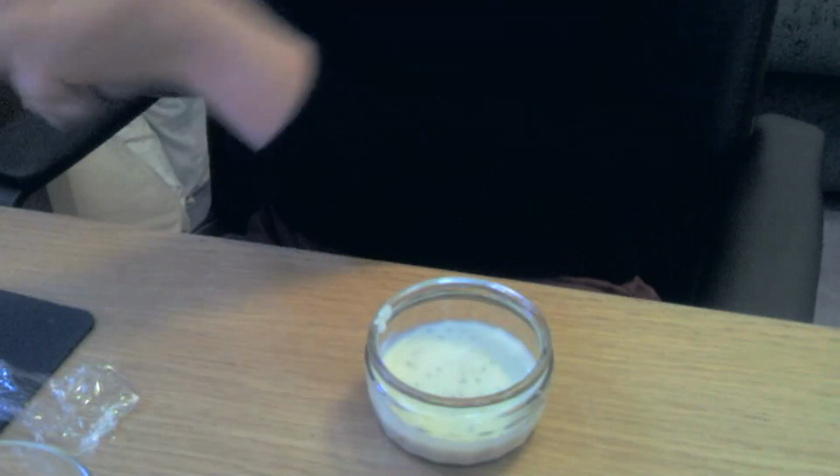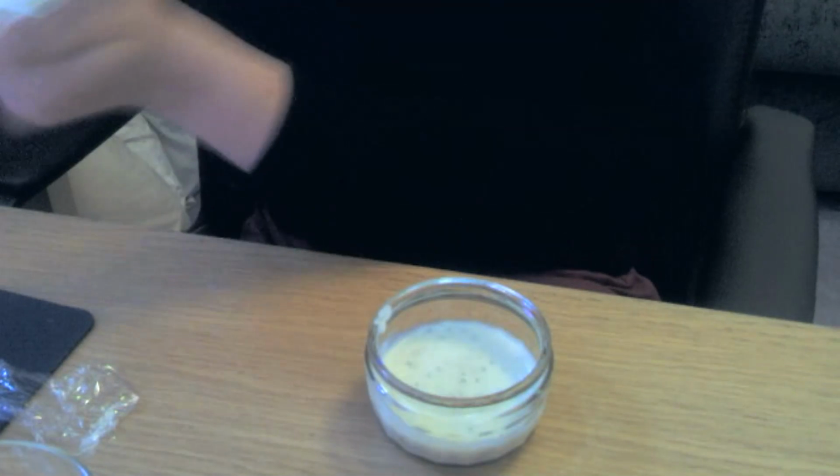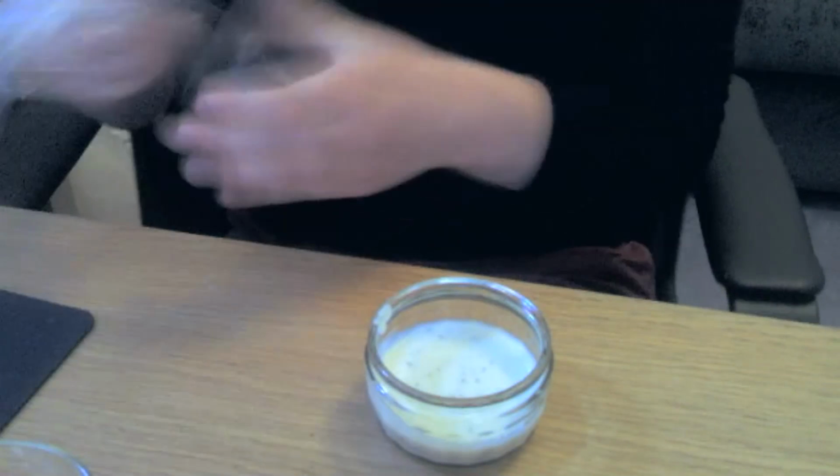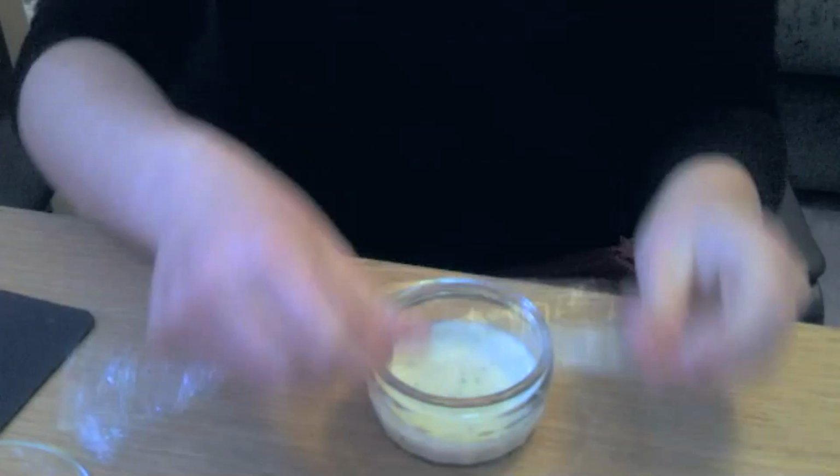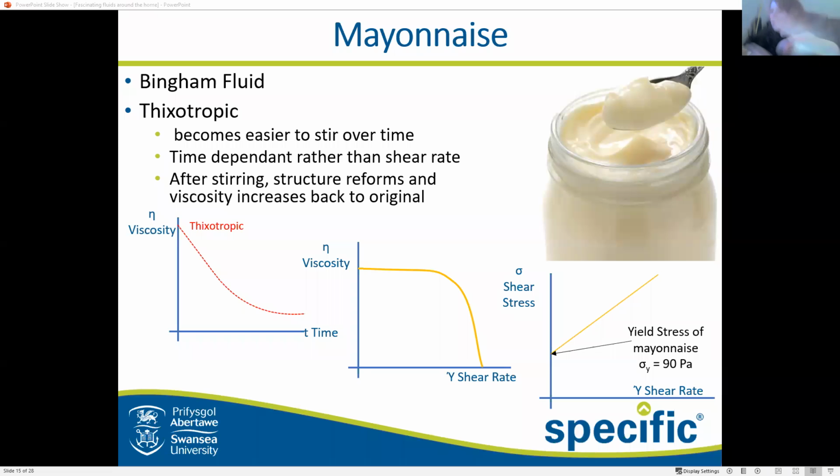The next time you are using mayo, maybe have a little play and understand how it flows and how long you need to stir it before it starts to become a bit thinner. So we go back, we can now continue on. Mayonnaise is more complex than we may have given it credit for.